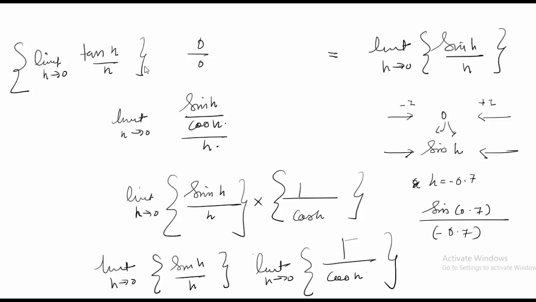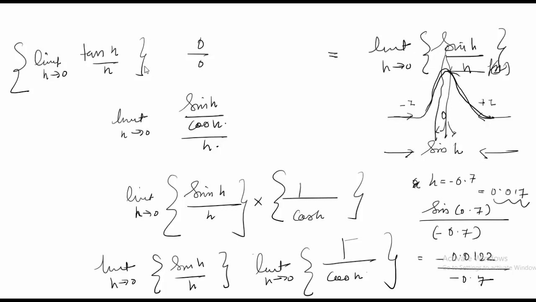So sine of -0.7 is equal to -0.0122, divided by -0.7. So this is equal to somewhere close to 0.017. So if you are taking multiple values, what you will see is that as your x is approaching 0, the function will have a value which is close to, this is my f of x equal to y, and this is my x. So as my x is approaching 0, your y will be close to 1, or it will converge across 1.